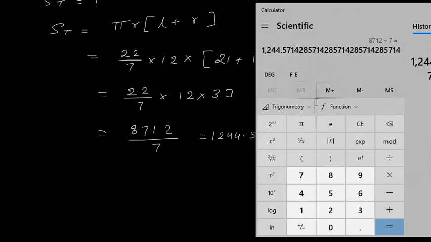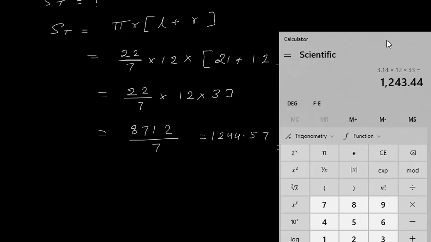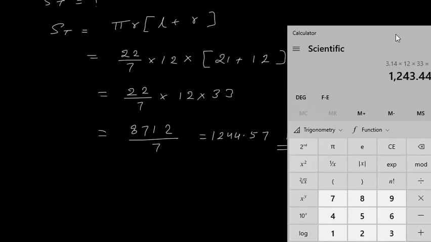You will get answer like 3.14 multiplied by 12 multiplied by 33, and that will be 1243.44. So 1243.44 this answer and 1244.57, you can see the difference. Okay, why this difference arises? So one simple reason is that we have used 3.14 and in reality the value is something different from 3.14.